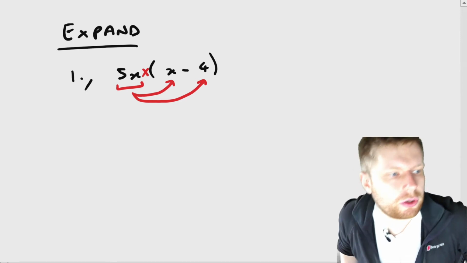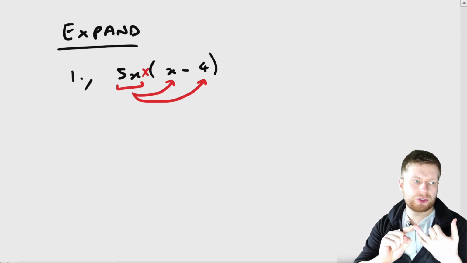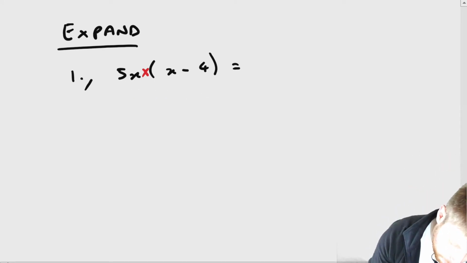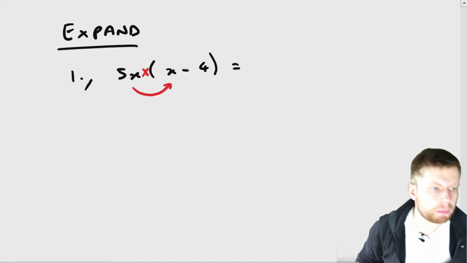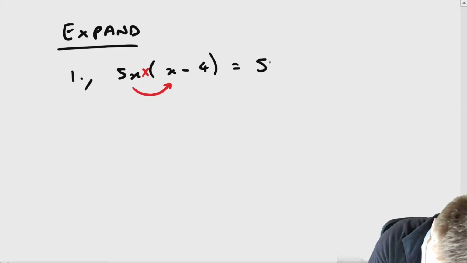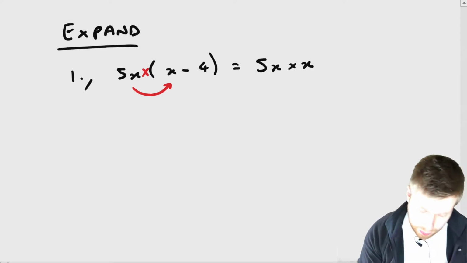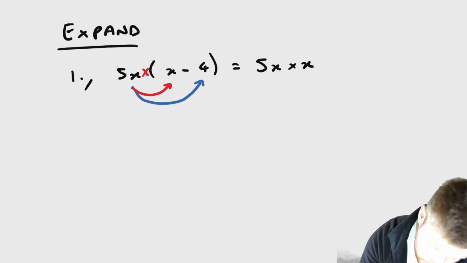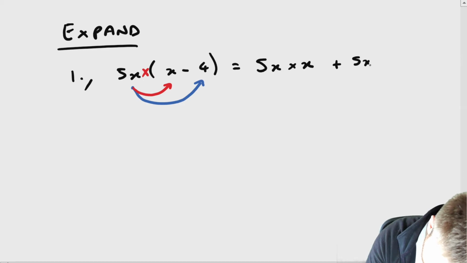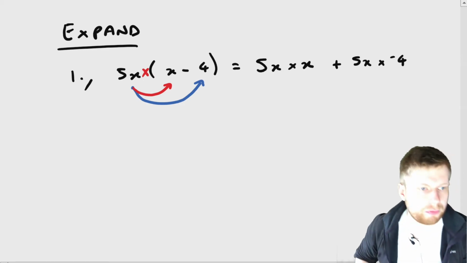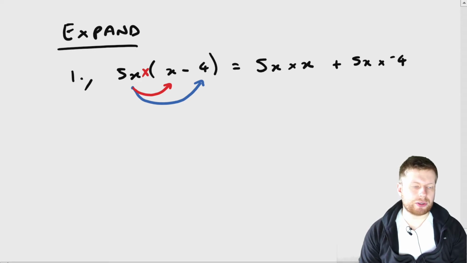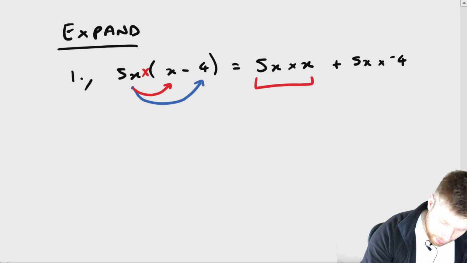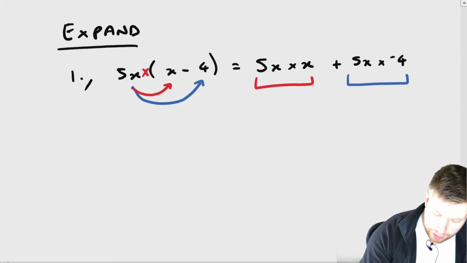brackets. You notice I've got an x term and I've got a negative 4 term. So if I write this, let's do it in stages. Let's do 5x multiplied by x. I'm just going to write that down. So 5x multiplied by x. And then secondly, I'm going to do 5x multiplied by negative 4. So positive 5x multiplied by negative 4. I'm literally just writing that out. So 5x times x, that's my first bit over here. And then positive 5x times by negative 4.